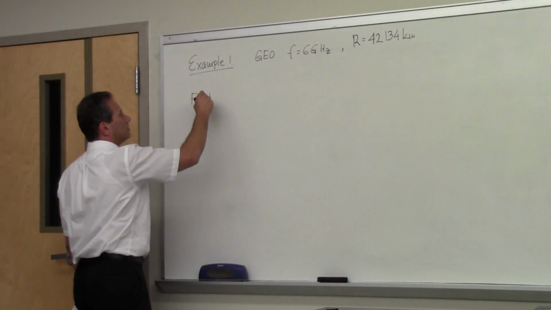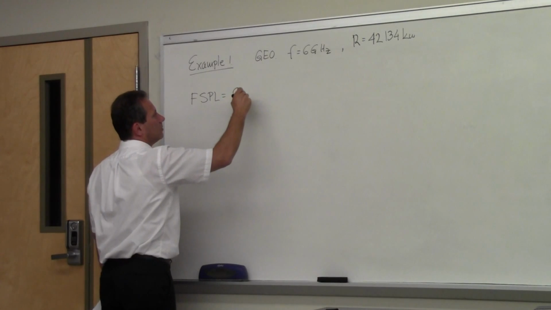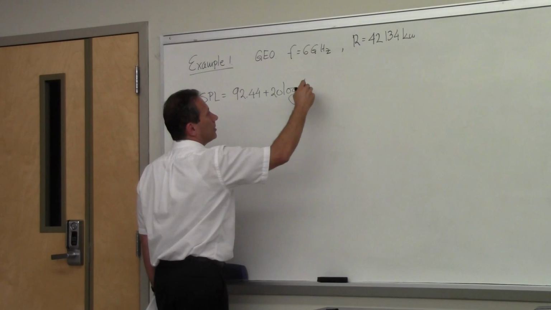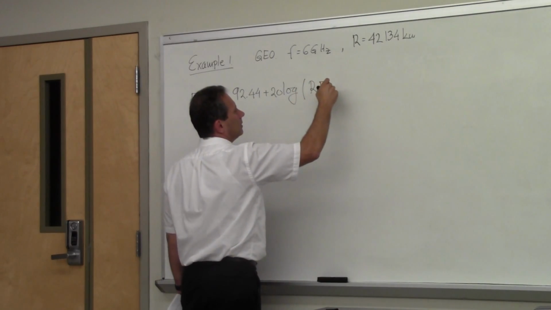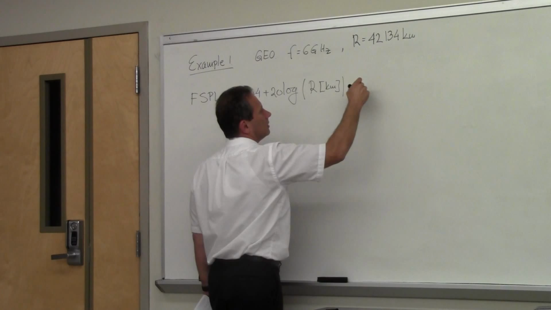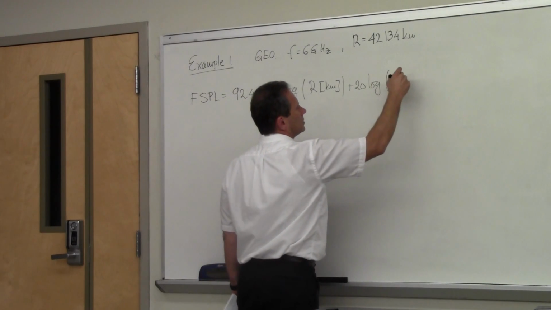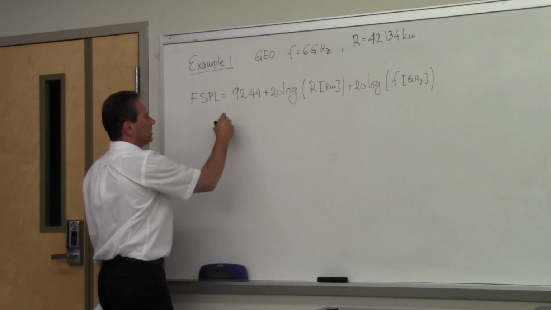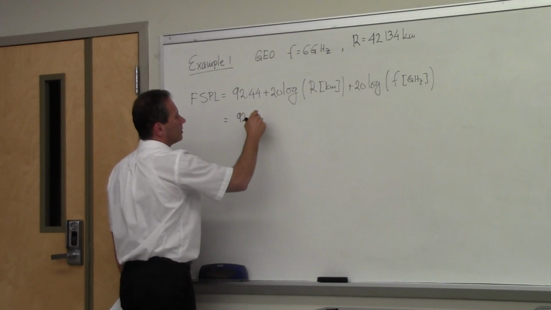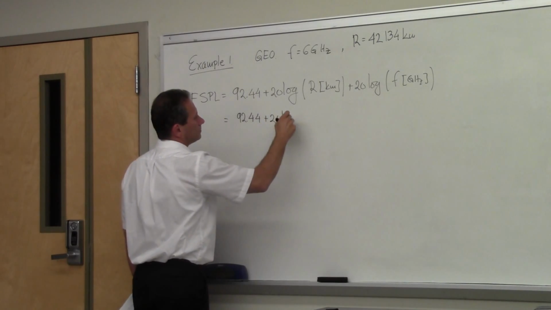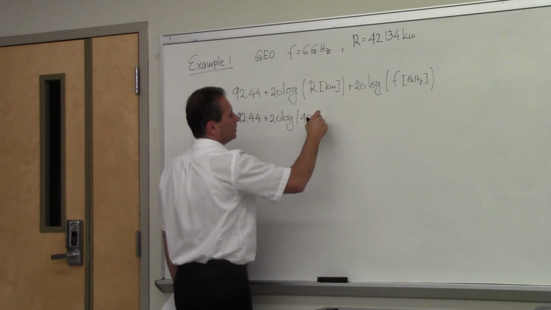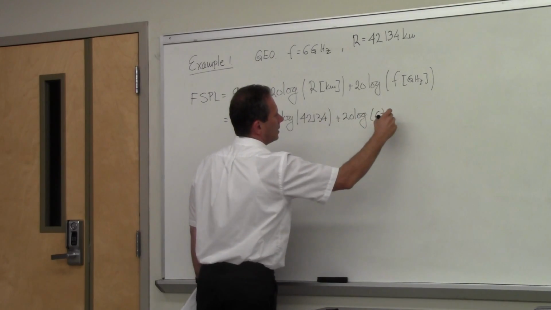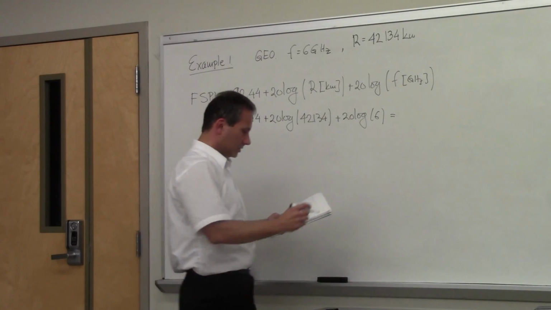So the equation for free space path loss is going to be 92.44 dB plus 20 log of your distance in kilometers, and then plus 20 log of your frequency expressed in gigahertz. So in our particular case, this becomes 92.44 plus 20 log of 42,134 kilometers, plus 20 log of 6. And this gives you a number which is 200.15.